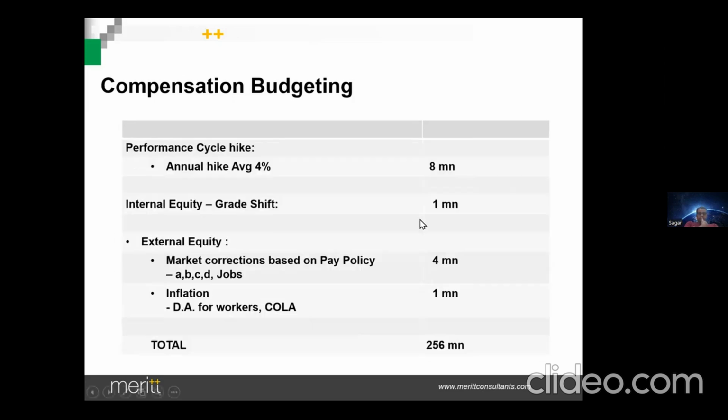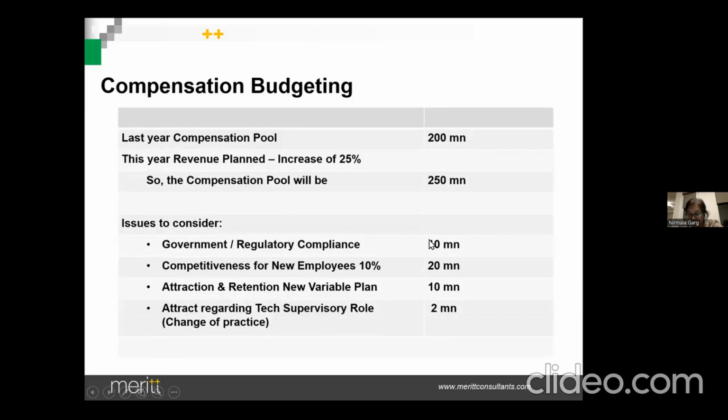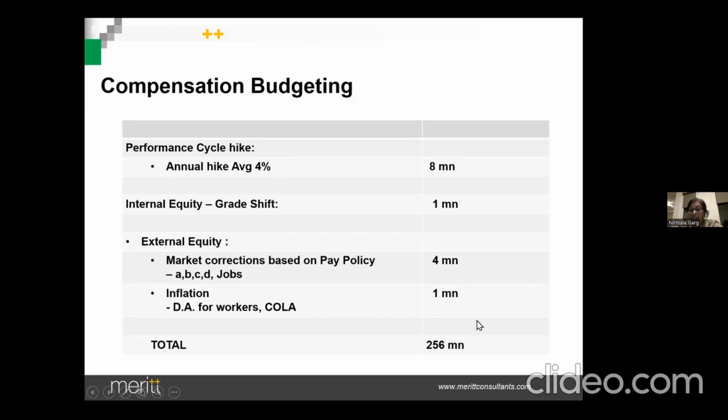So you're looking at, then obviously you look at even the hikes you're going to give. Then you will look at internal equity if you are doing something of the kind, or if you are doing market corrections, external equity. So you are putting all your line items, function by function, with regard to all the job functions and all the line items which have wage costs, put them together. Say, for example, I have actually budgeted some amounts under some line items and it comes up to 256 million.